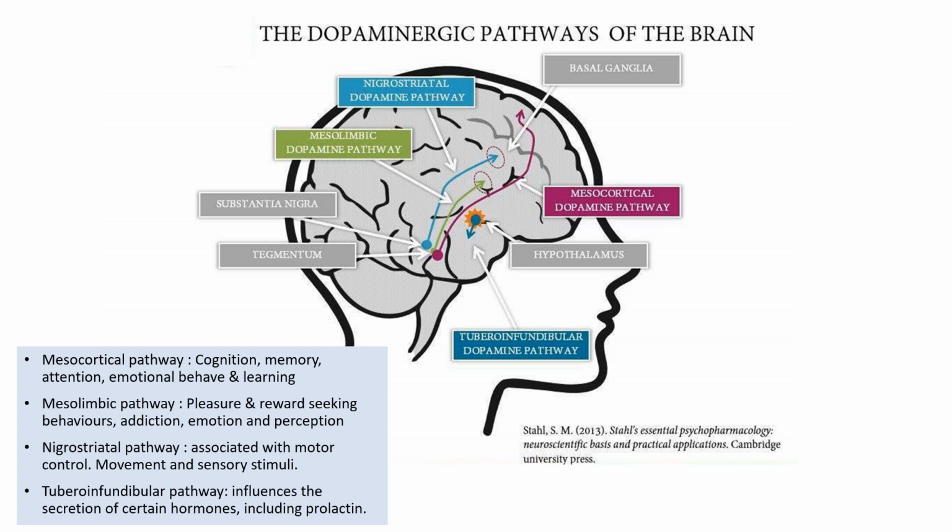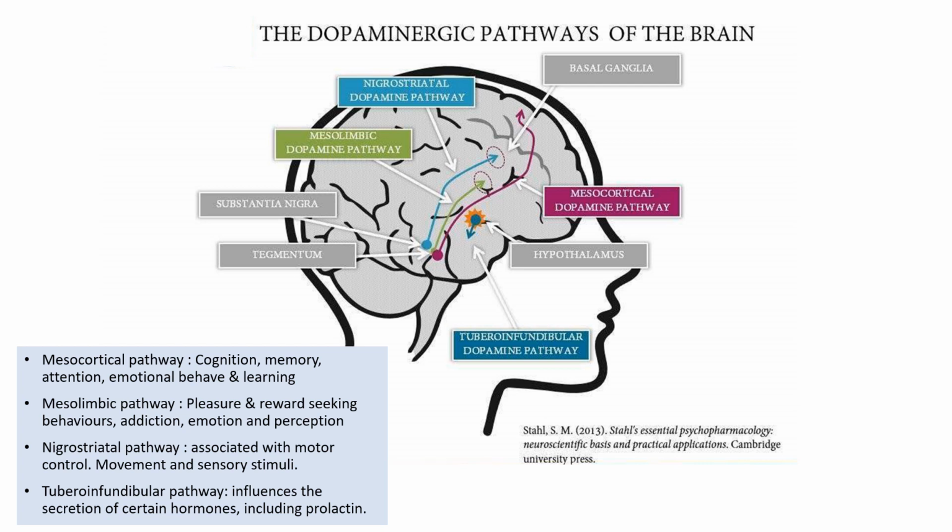The third main pathway is the nigrostriatal pathway in turquoise. This pathway transmits dopamine from the substantia nigra to the striatum, and this pathway is associated with motor control, movement, as well as sensory stimuli.